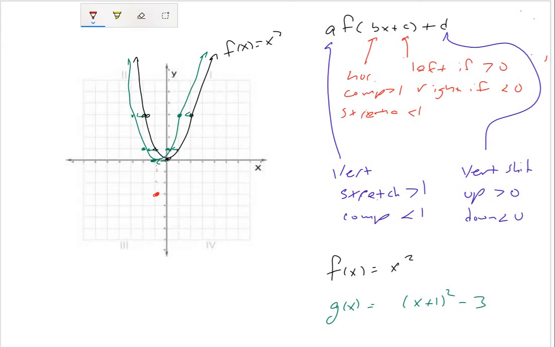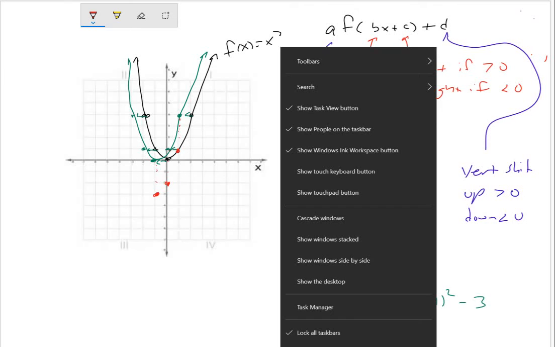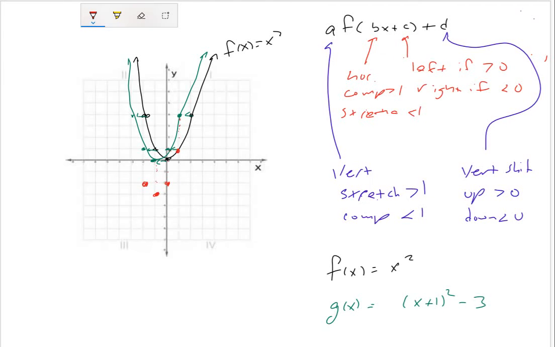This point moves 1, now down 1, 2, 3. This point would move down 3 spots. 1, 2, 3. 1, 2, 3. And we can kind of see the graph. If I could draw a nice little parabola, it would look something like that.